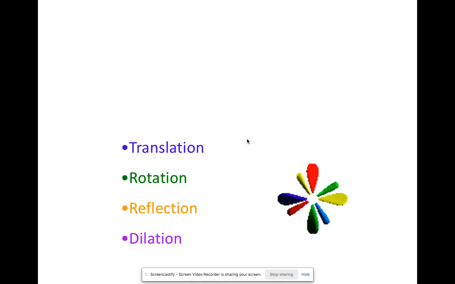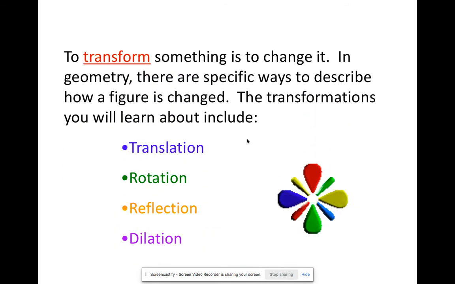There are three or four different kinds of transformations: translation, rotation, reflection, and dilation. Today I'm specifically going to focus on translation. If you have any questions about what this is, please let me know. A transformation is something that is changing. In geometry, there are specific ways to describe how a figure is changed, and I already listed those below.